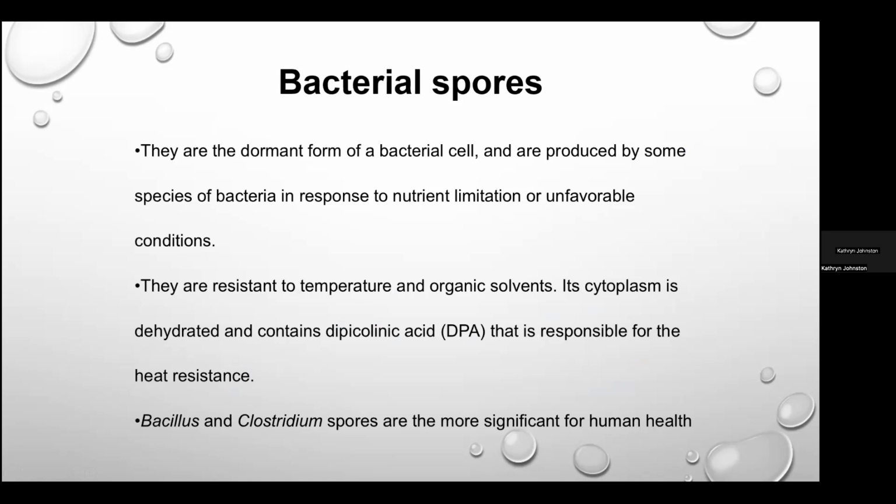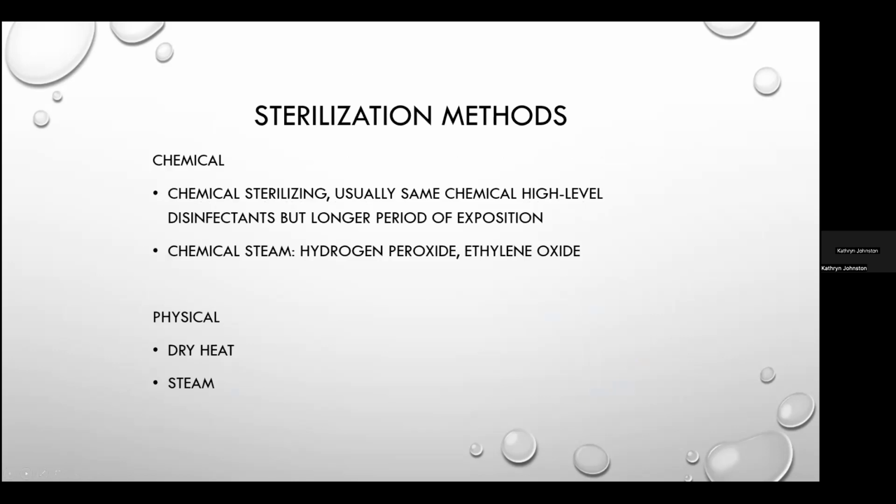Alkalines and oxidating agents are effective against spores, but sterilization is the process that will kill all living organisms, including spores. So that's really important. And that's why sterilization, as opposed to high level or chemical disinfection, is a better option. And we're going to talk about these briefly.